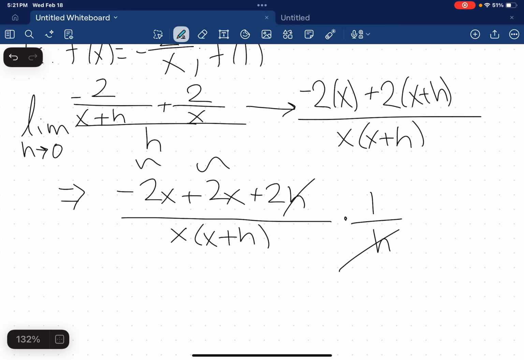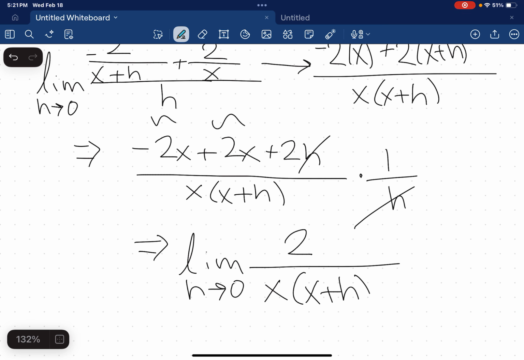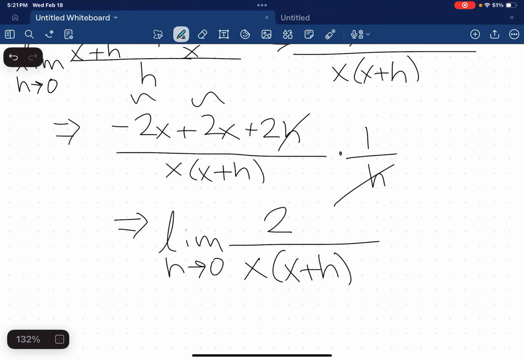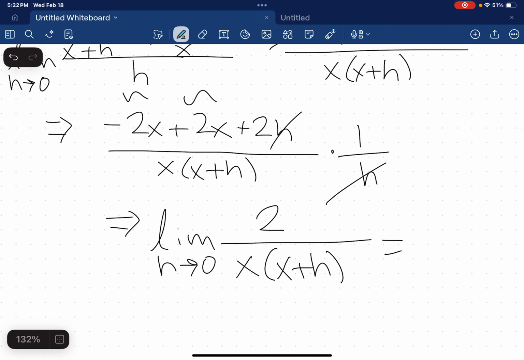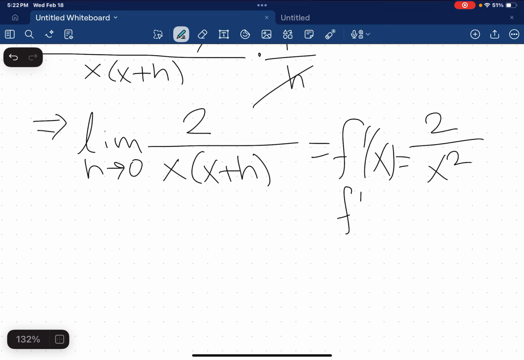That cancels out. So now we can rewrite this as the limit as h approaches 0 of 2 divided by x times x plus h. And even though we have an h at the denominator, it's not the only thing there, which means that as this approaches 0, it's going to cancel out. We're just going to get x times x, which means that our derivative f prime is equal to 2 divided by x squared, which makes sense. And we plug in 1 here to just get 2. Okay, there we go.